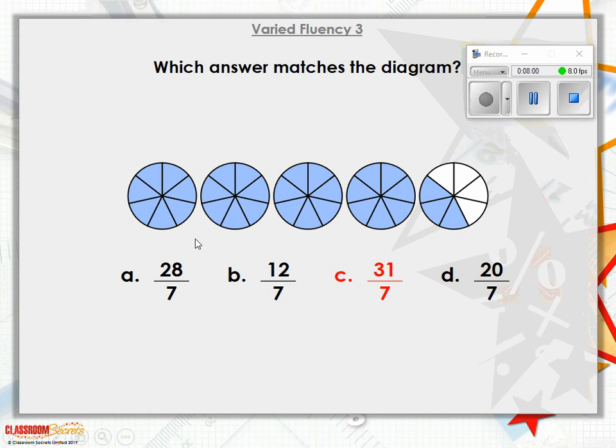Now I want you to work through your classroom secrets worksheets. You know what sheets you normally have. Thank you.